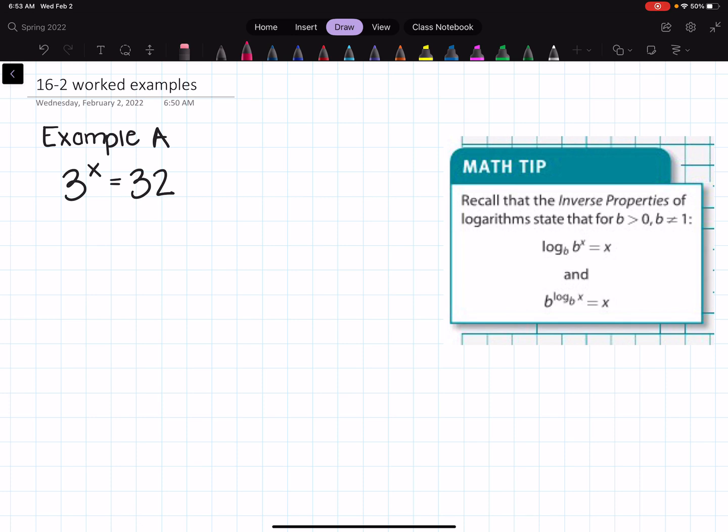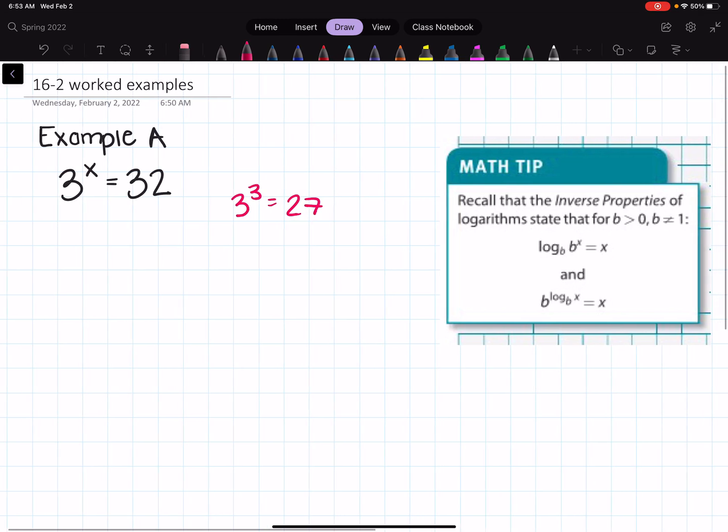So if we try to use that method first, we have to think 3 to what power is going to give us 32. Well, we know 3 cubed gives us 27. And we know 3 to the 4th power is going to give us 81. So there's really no number in between that's going to give us exactly 32. So rewriting 32 with a base of 3 isn't going to work in this example.